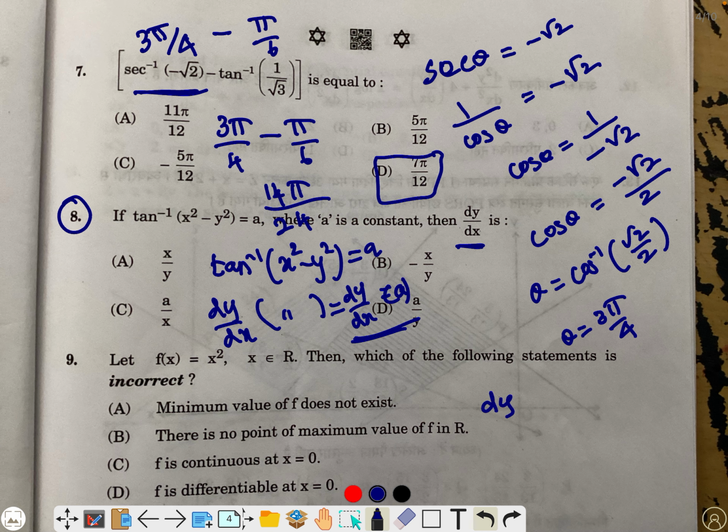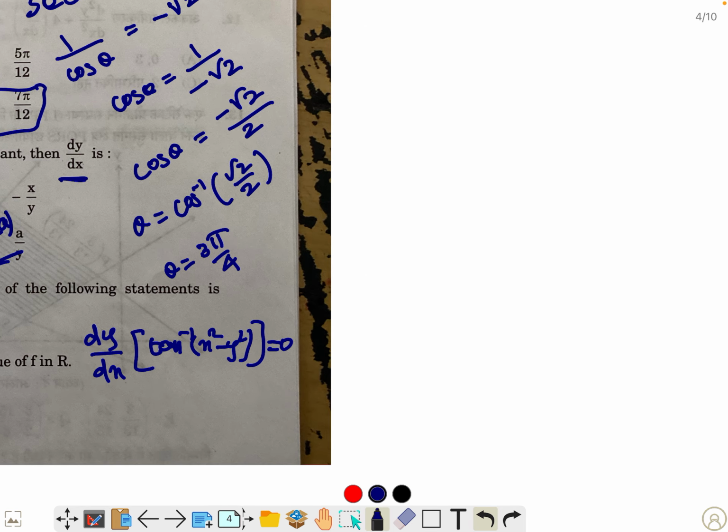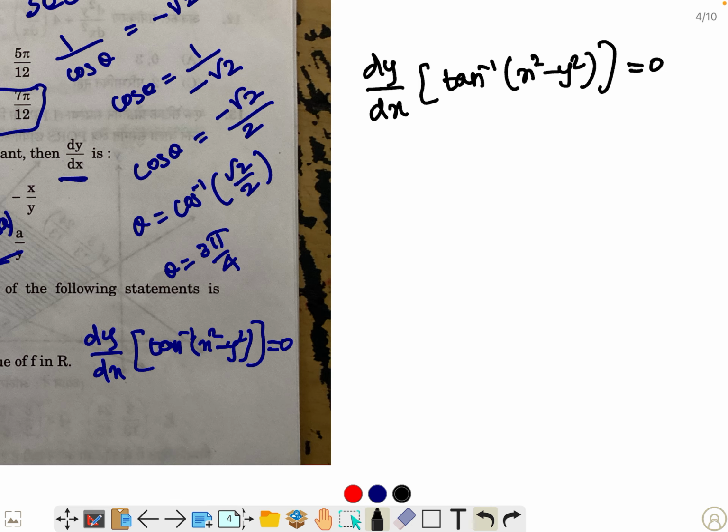So obviously d by dx of tan inverse of x square minus y square equal to 0. Now we need to differentiate this part. I'll write it here. You just see d by dx of tan inverse of x square minus y square equal to 0. So we have to differentiate this. So 1 divided by 1 plus tan of x square minus y square the whole square. I'm sorry, we will not get a tan here.